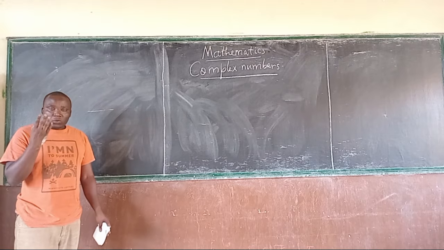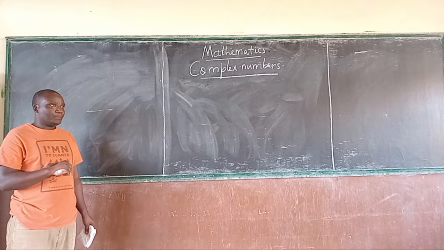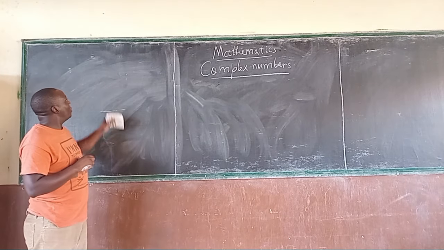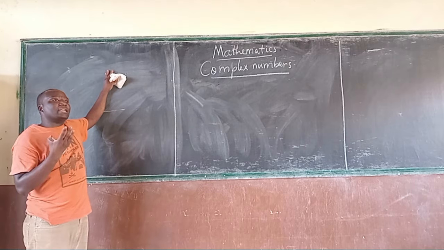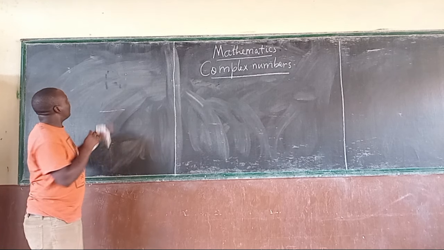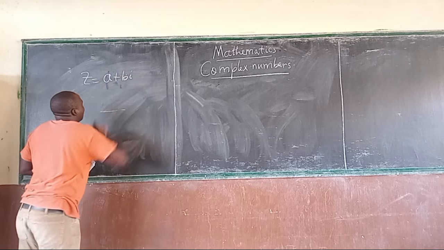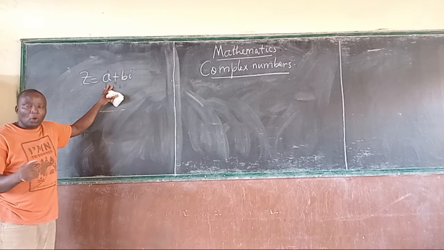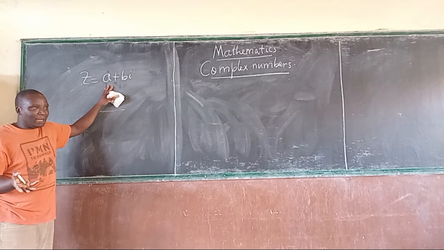Teachers, as you know, a complex number can be represented in 3 forms. The first form to represent a complex number is what we call standard form, or algebraic form, or Cartesian form, or rectangular form. This form is what we call z equal to a positive bi. This is what we call standard form or algebraic form or Cartesian form or rectangular form.